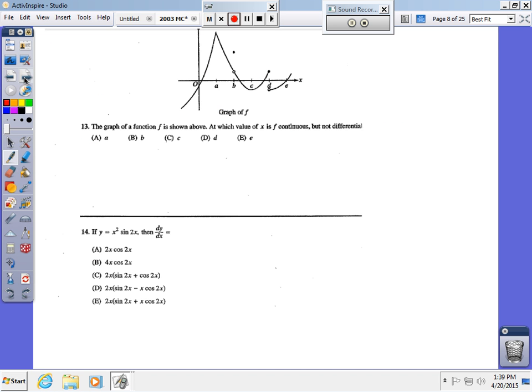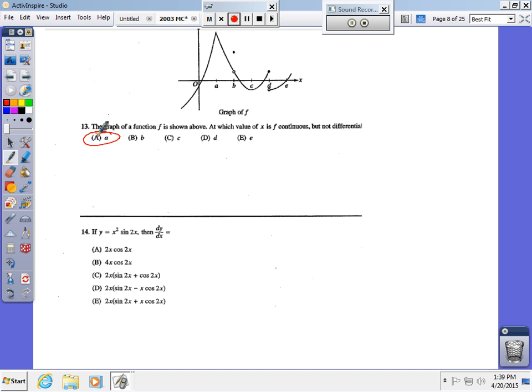All right, next, 13. The graph of a function is shown. At which value of x is f continuous but not differentiable? And that one's pretty quick. It's continuous at A but not differentiable because it's a sharp turn. Let me make sure there's no others. At B, it's not continuous. At C, it's continuous and differentiable, and at D, it's not continuous. So answer is A. 13 is A.